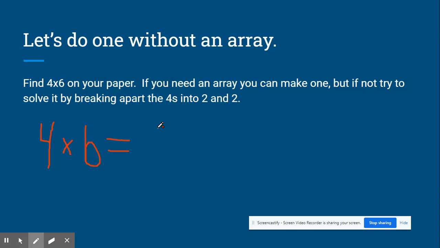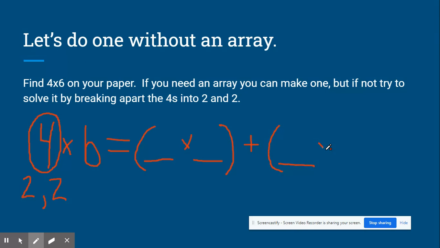Okay, so now that you have on your paper 4 times 6, we are not doing anything with the 6, nothing. But what we are doing is breaking up that 4. So I'd like you to circle that 4, and underneath of it, write 2, comma 2. That's going to help your brain remember that we broke up that 4 into a 2 and a 2. Then here's what you're going to do for me. After that equal sign, I want you to make a parentheses, make a line, times a line, parentheses, make a plus sign, parentheses, a line, times a line, and then close it with the parentheses.